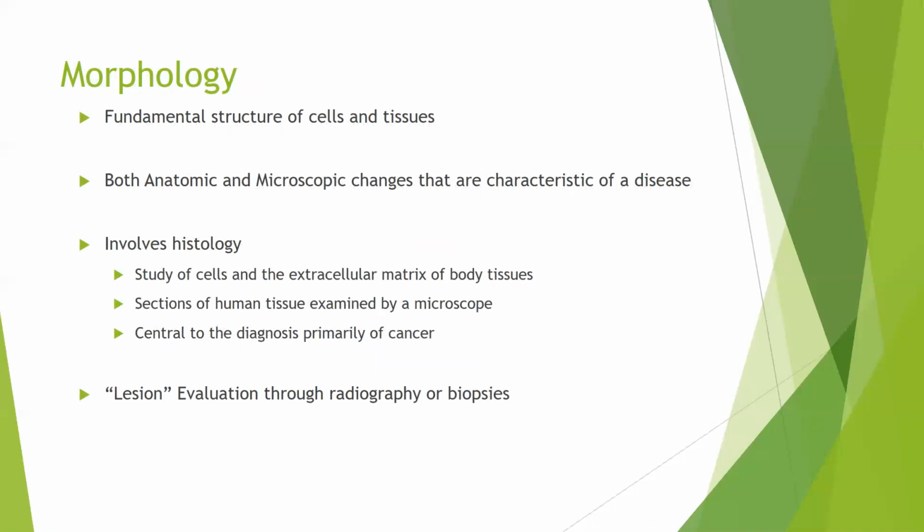Morphology involves the cellular and tissue changes that occur in response to inflammation, aging, and the disease process. Here we look at the underlying or fundamental structure of tissues and cells, microscopic changes that may be characteristic of a specific disease process within those cells and tissues.